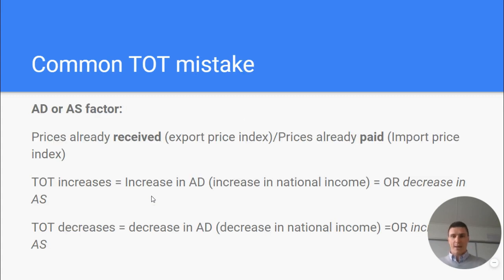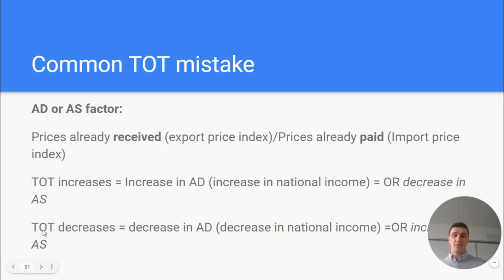One of the common mistakes we make with the terms of trade is that we don't understand that the prices have already been received. So terms of trade is in fact an AD or an AS factor. We can use it as an AD or AS factor, but prices have already been received. If we've got an improvement in the terms of trade, we've already received higher prices, which means there's going to be an increase in our national income because we assume volumes stay the same. We don't think about volumes, but the price received is higher. Therefore, we receive more income from overseas. That's a good thing for aggregate demand. You could think about it as an AS factor, but I think AD makes more sense.